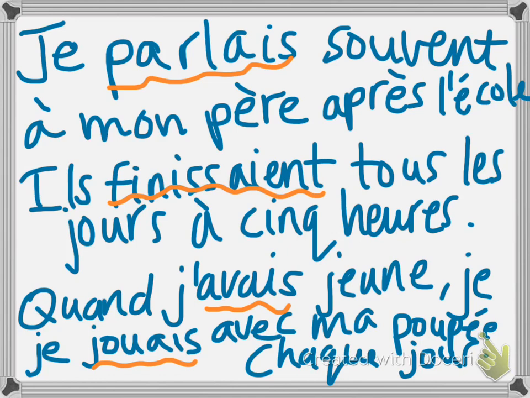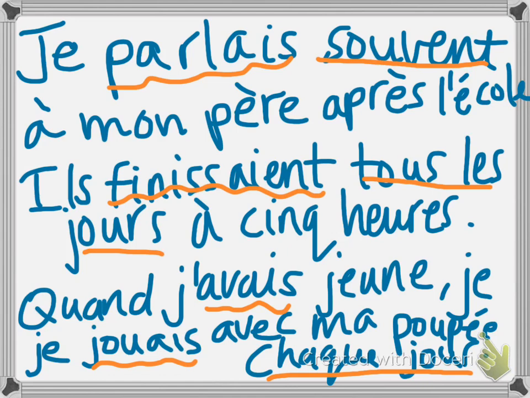So while we're looking at these sentences, I talked often to my dad after school. This word often is a very common word that signifies the use of the imparfait. In the next sentence, il finissait tous les jours à 5 heures. Tous les jours, every day, is another common word for the imparfait. And quand j'étais jeune, je jouais avec ma poupée chaque jour, each day or every day. Again, words that clue you when you should use the imparfait.